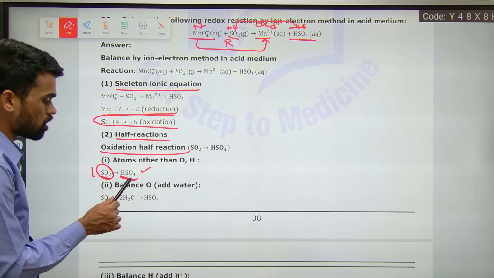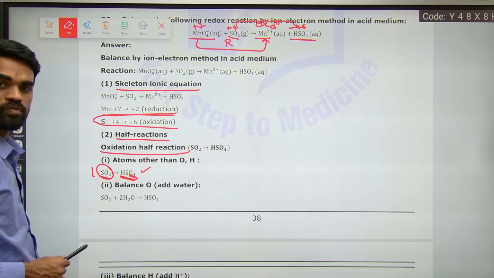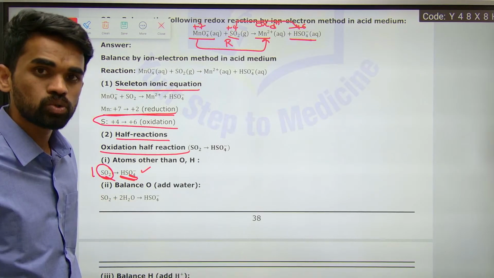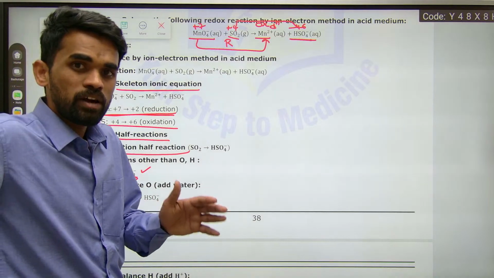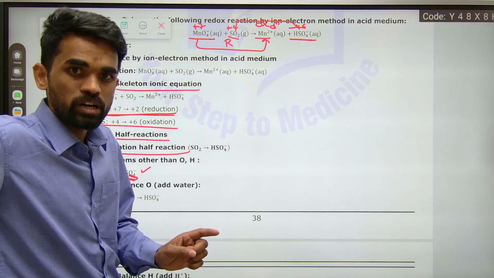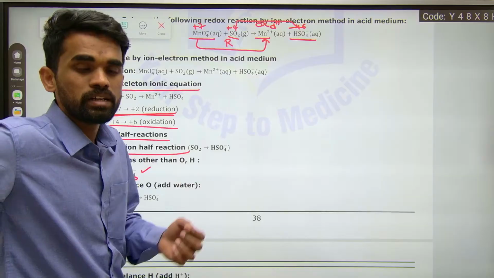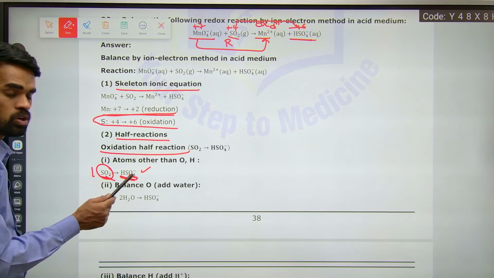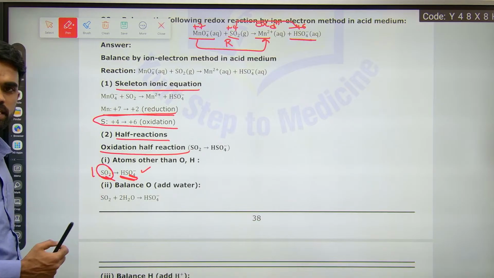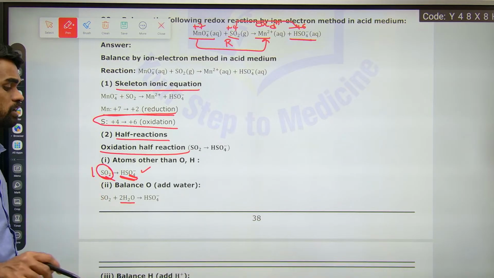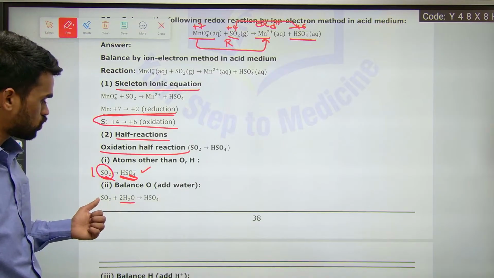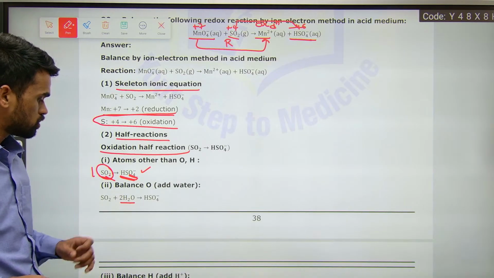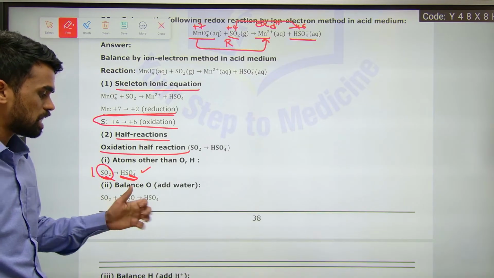Next, look at the oxygens. How many oxygens are there here? 4 oxygens at the product side, but only 2 oxygens at the reactant side. Now what we need to do? Add the number of water molecules equal to the deficiency in oxygen. How many oxygens are deficient here? Here 2, here 4. So 2 oxygens are deficient at the reactant side. That's why I am adding 2 H2O at the reactant side. So SO2 plus 2 H2O gives rise to HSO4 minus. Now the oxygens are balanced, sulfurs are balanced.